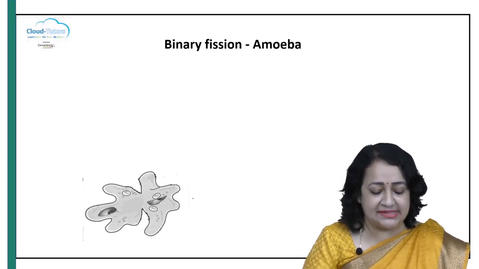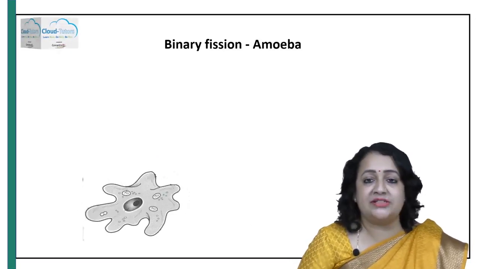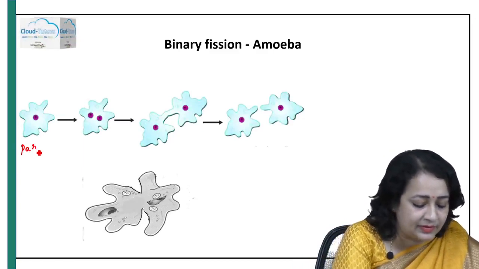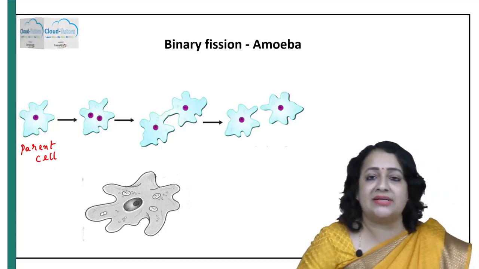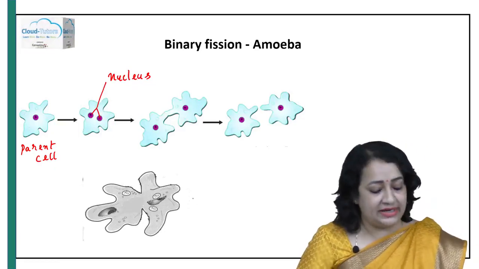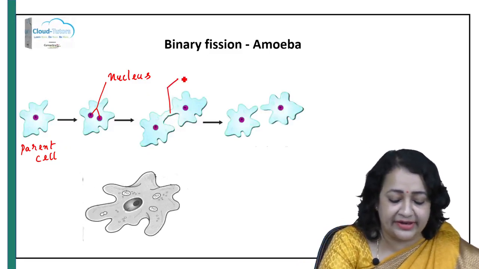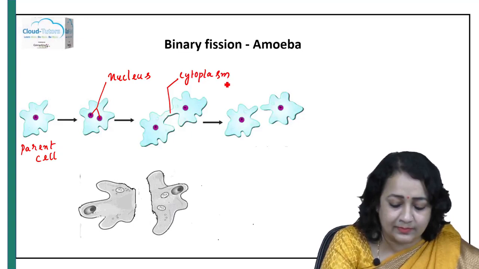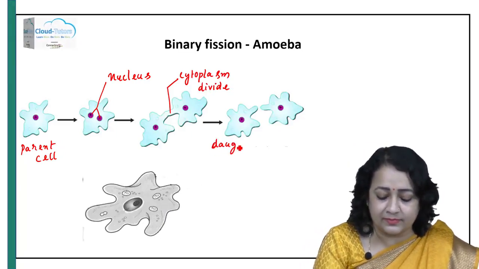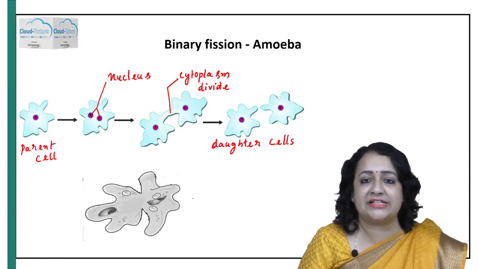Now binary fission in the case of amoeba. Here is an amoeba cell. It is irregular in shape, right? This amoeba cell is undergoing binary fission. You can see how it is broken into two cells, forming two daughter cells. Here we have the parent amoeba cell. In that, the nucleus is going to divide. After the nuclear division, the cytoplasm divides, and then the daughter cells are formed. In this way, through binary fission, reproduction takes place in amoeba.